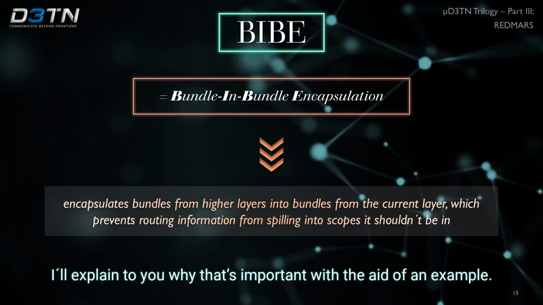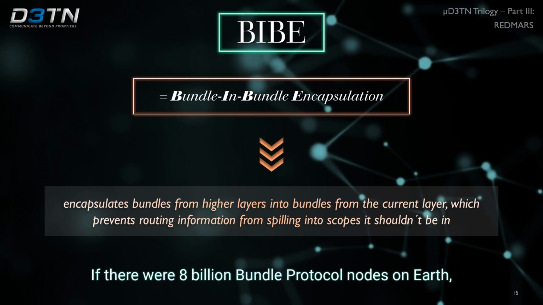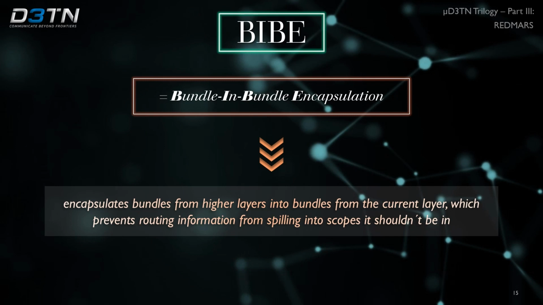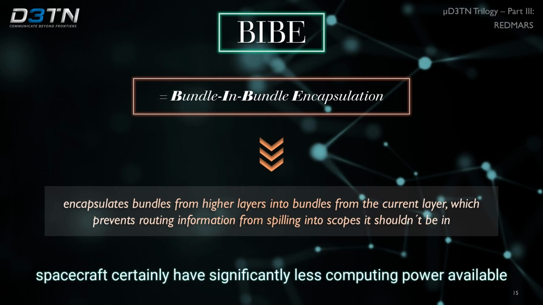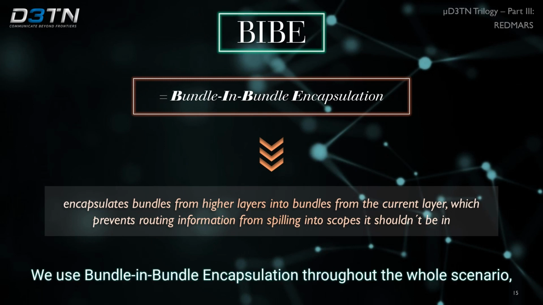I'll explain to you why that's important with the aid of an example. If there were 8 billion bundle protocol nodes on Earth, it would be fatal to transmit all the routing information via satellites to, let's say, Mars, for several reasons. First of all, the satellites are only reachable to a limited extent and have low data rates. Furthermore, spacecraft certainly have significantly less computing power available than would be necessary to process the constantly changing routing information, as spacecraft must be relatively lightweight to be considered cost-effective. We use bundle-in-bundle encapsulation throughout the whole scenario.